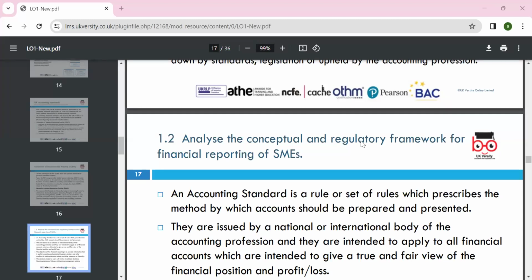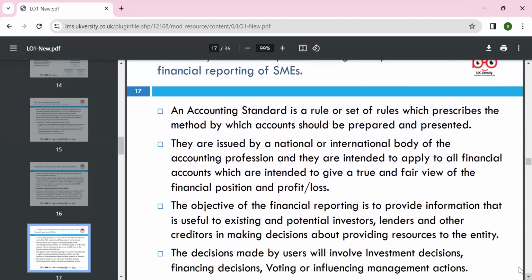IAS 1, called International Accounting Standard 1, is about the financial statements, how to prepare and present them every 12 months, and these need to be true and fair. Then we have 1.2, the conceptual and regulatory framework in financial reporting for SMEs. SMEs stands for small and medium enterprises. We know the 50 employees, turnover and all. We need fewer than 50 employees and turnover less than a certain number of millions, and we can look around these.